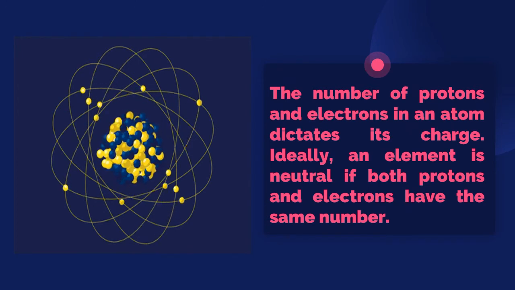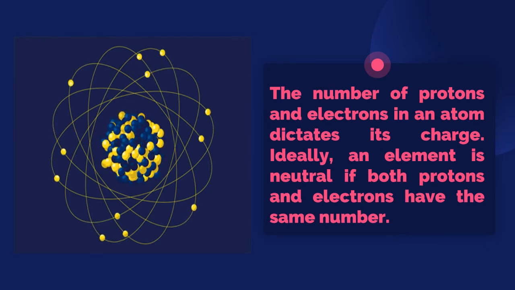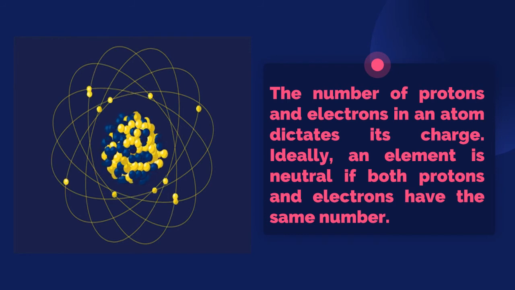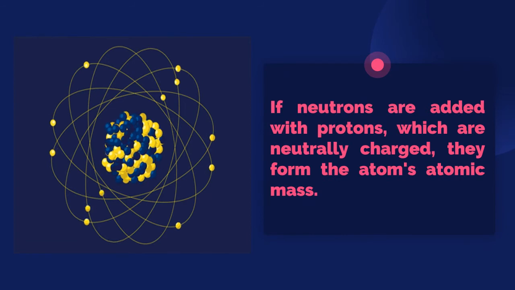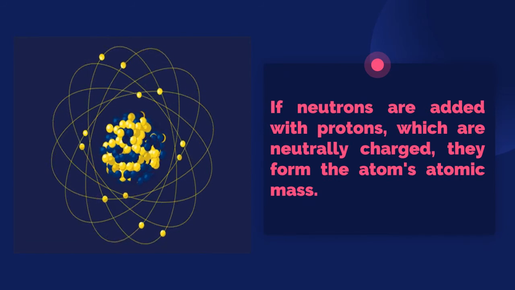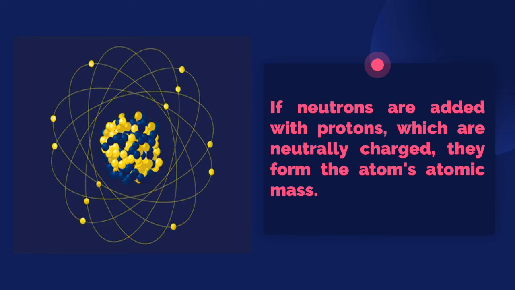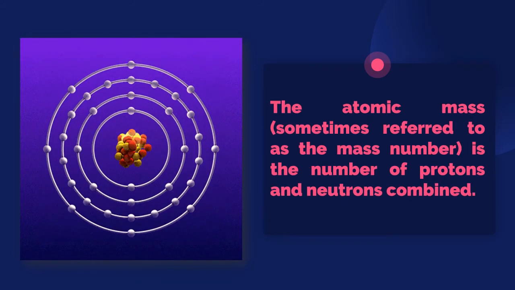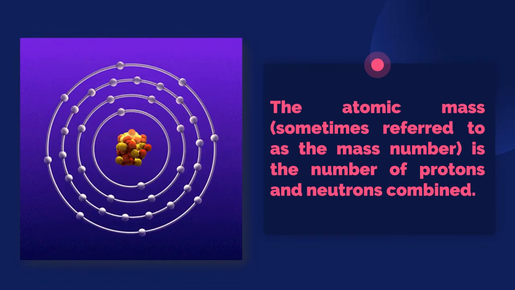The number of protons and electrons in an atom dictates its charge. Ideally, an element is neutral if both protons and electrons have the same number. If neutrons, which are neutrally charged, are added to protons, they form the atom's atomic mass. The atomic mass, sometimes referred to as the mass number, is the number of protons and neutrons combined.